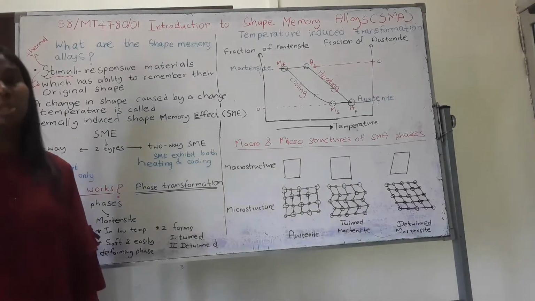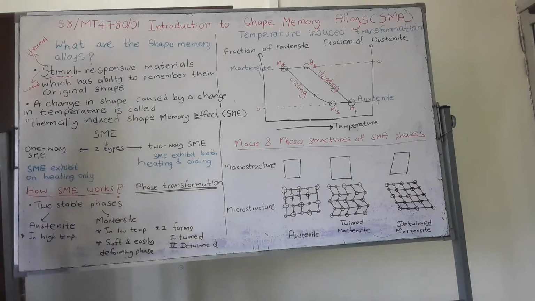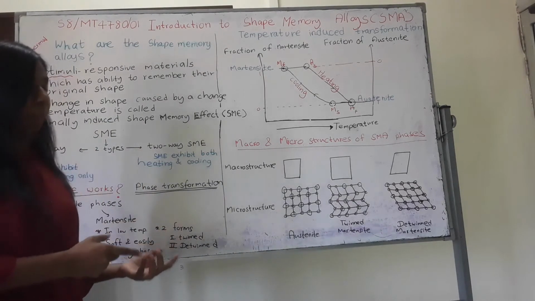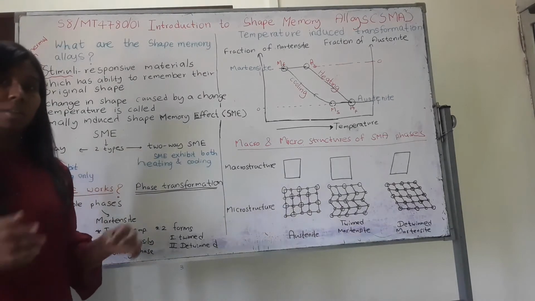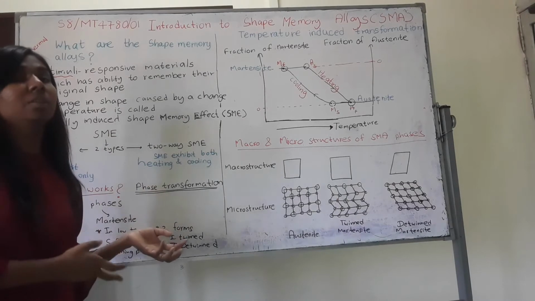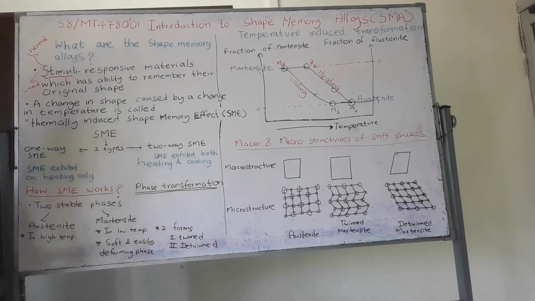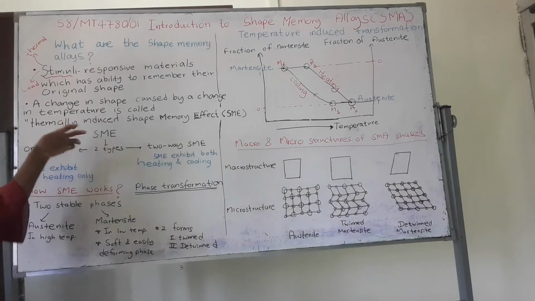So what is a shape memory alloy? It's a metallic material. It's a stimuli responsive material, and the specialty of this material is it can remember their original shape. And when those materials change their shape because of temperature changes, we called it as thermal induced shape memory effect. So this is the phenomena behind the shape memory alloy.